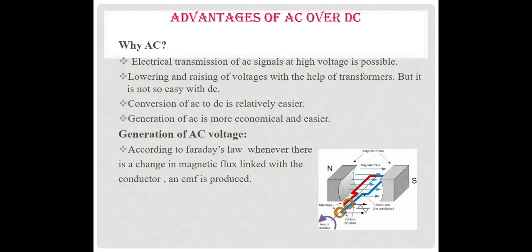Generation of AC voltage, consider the diagram. We are going to consider a rectangular coil. At both the ends we are keeping a magnet. We are rotating the rectangular coil. As we know, the AC voltage generated is V equal to Vm sin omega t, or Vm sin theta, whatever it may be. So, Vm sin omega t.